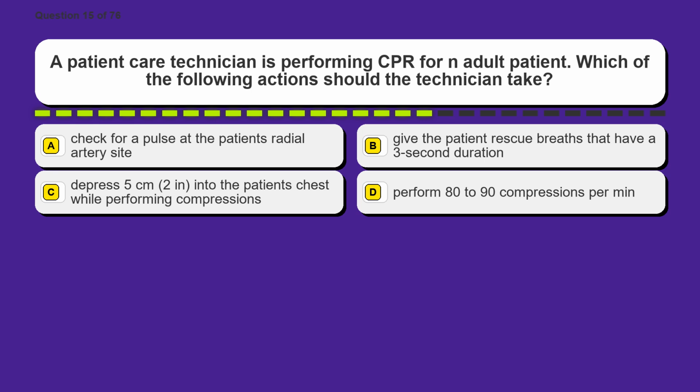Option A, check for a pulse at the patient's radial artery site. Option B, give the patient rescue breaths that have a 3-second duration. Option C, depress 5 cm, 2 in, into the patient's chest while performing compressions. Option D, perform 80 to 90 compressions per min.